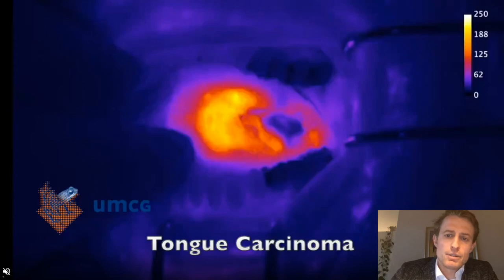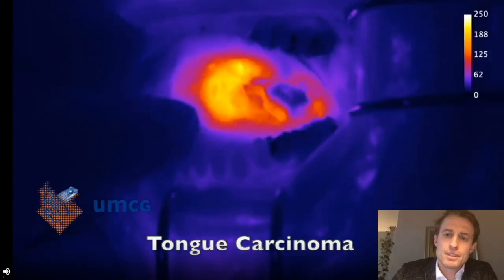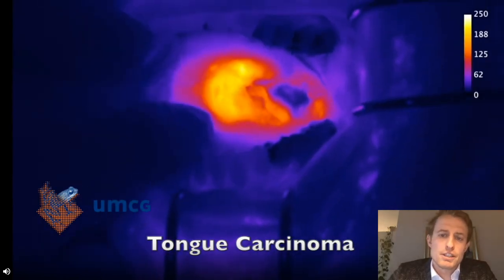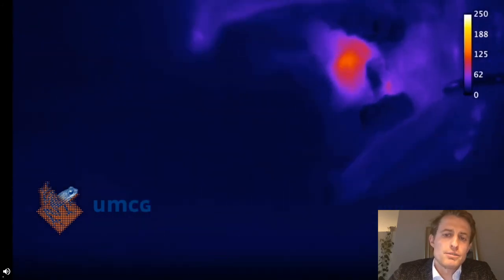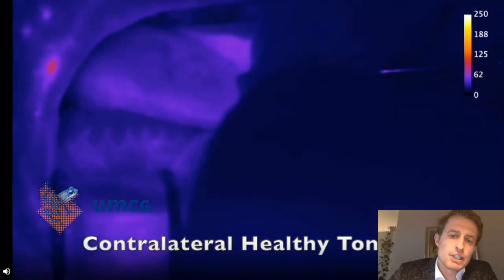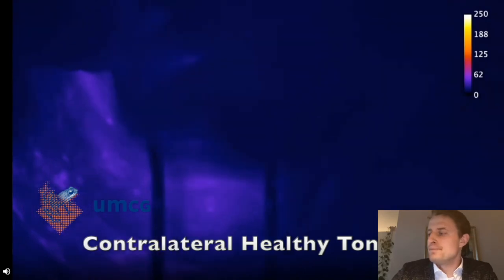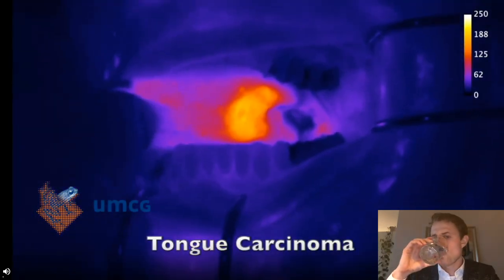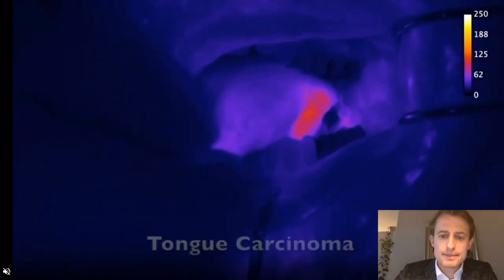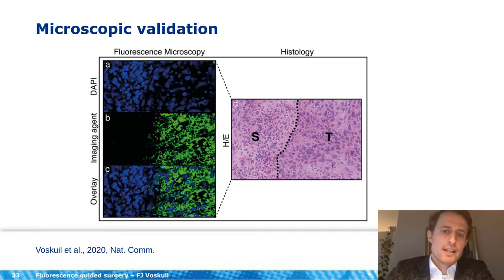So again, how does it look in the patient? We see here tongue carcinoma, and we will image both sides. So here you see the fluorescent lesion of a very large tongue carcinoma. The non-fluorescent part in the center was completely necrotic, so no viable tumor was present there. And here you see the contralateral side, which is clearly way less fluorescent than the tumor side. Again, a tumor lesion. Of course, we validated microscopically. You can see a sharp delineation between the tumor and the stroma, where you can see that the tumor is really fluorescent, shown in green here, and the healthy stroma doesn't show any fluorescence.